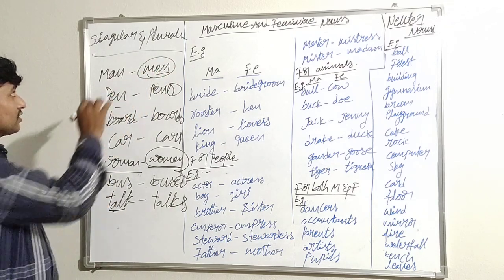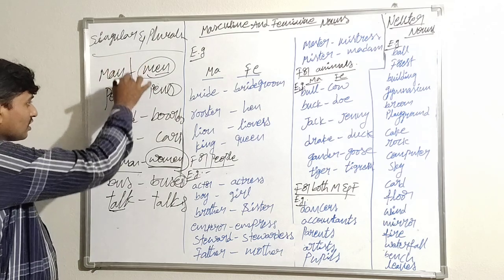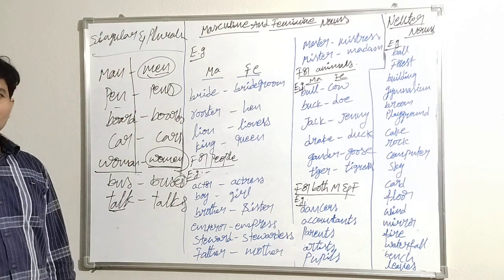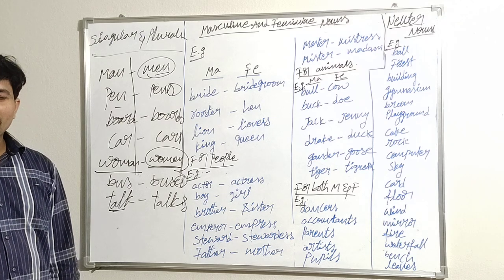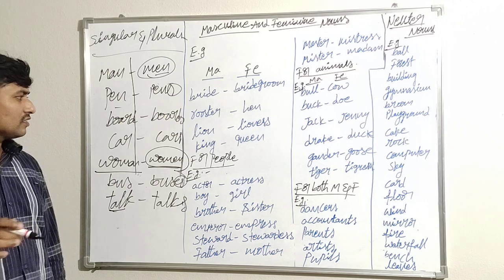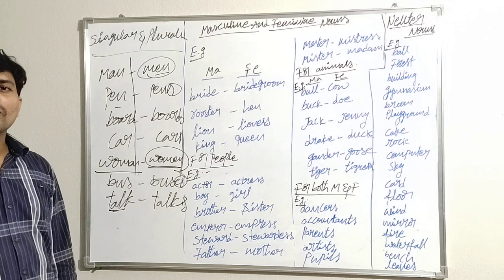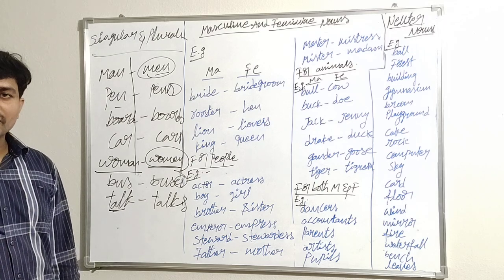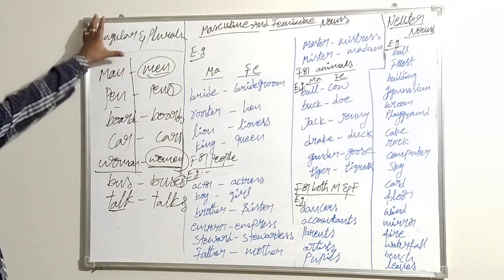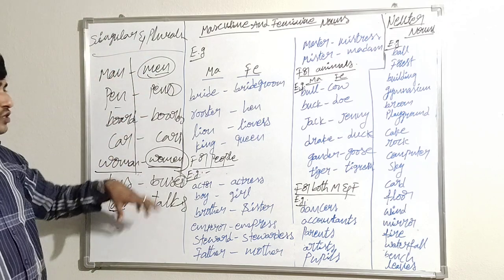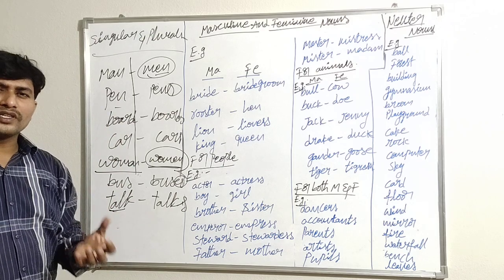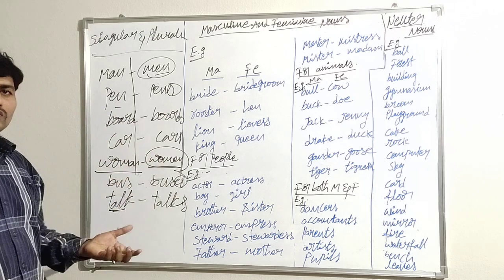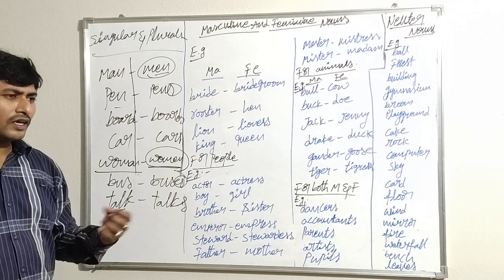It is different. Most of the singular nouns are formed by S or ES when they form a plural noun. So generally here, singular nouns, plural nouns. How do we have to form a plural noun? Most of the people know that plural nouns are formed by adding S or ES to the singular nouns.